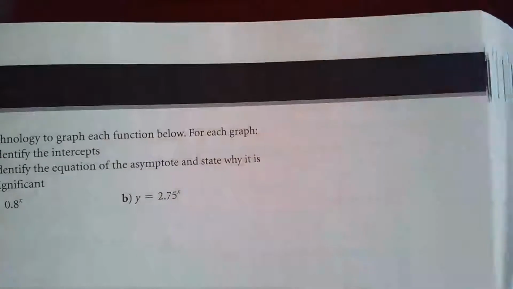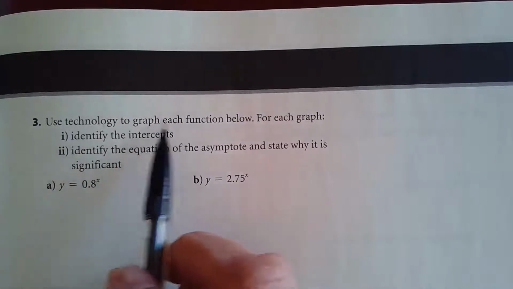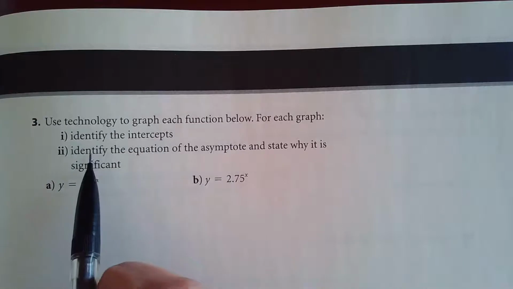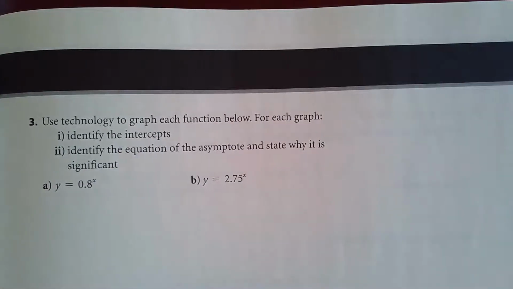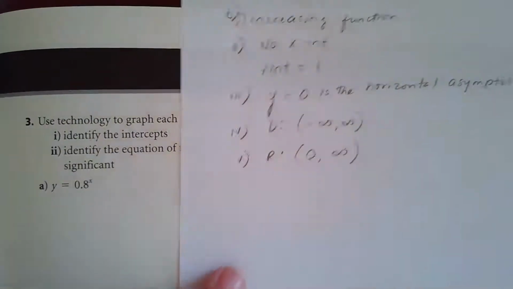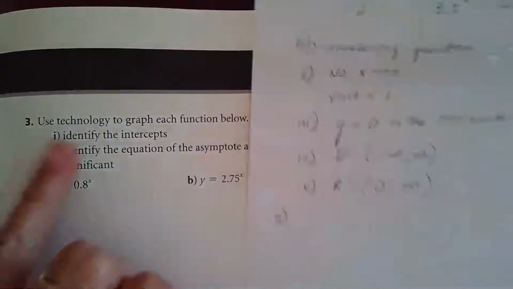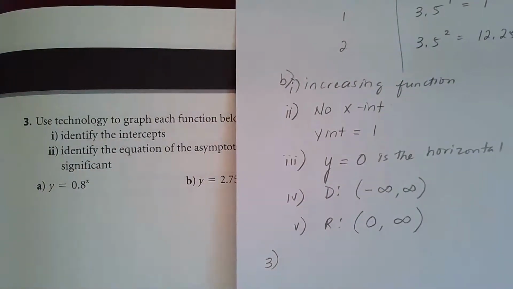Let's take a look at question number 3. Let's see if we can figure this out. Now it says here, okay, I'm just going to read this first. It says here, use technology to graph each function below. For each graph, identify the intercepts and identify the equation of the asymptote and state why it's significant. Okay. Let's take a look at number 3. Now it says here, use technology to graph. We actually don't really need technology to graph this one.